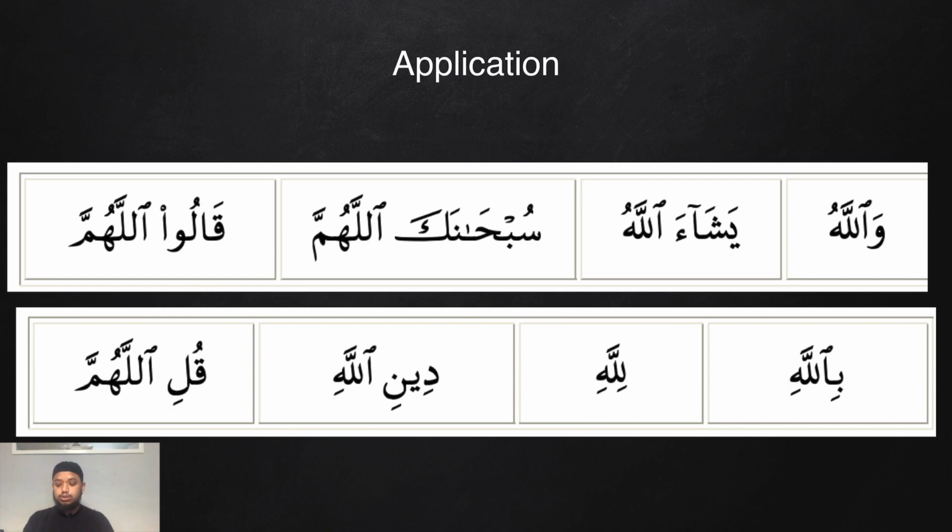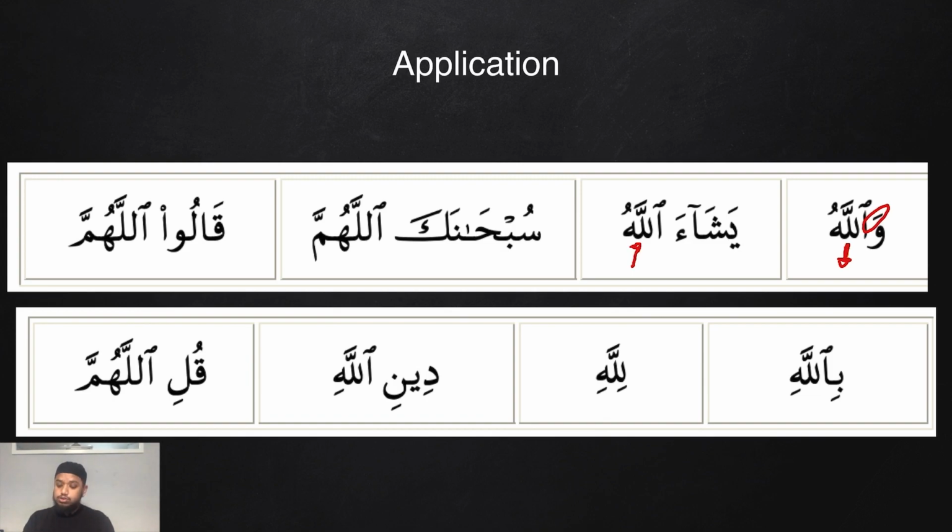Wallahu. The lam here is full because it does not have a kasra before it. It has a fatha before it. Next example, yasha Allahu. The lam is full. It doesn't have a kasra before it.